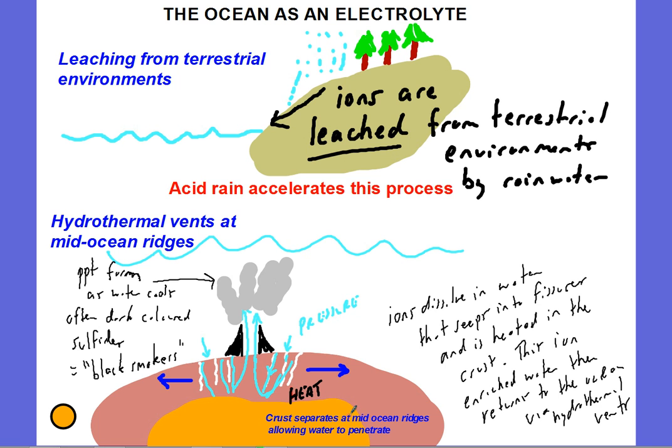Now, at mid-ocean ridges, the crust is separating because of tectonic forces, and that causes the crust to crack, allowing water to penetrate into the crust. And the water then goes down and gets heated up, and ions dissolve in that water that seeps into the fissures as it's heated in the crust, and this ion-enriched water is then returned to the ocean via hydrothermal vents, and that water comes out with a very high concentration of ions. A lot of those ions precipitate immediately as they hit the cold water, but many more stay in solution. So they're the two sources of ions in the ocean.